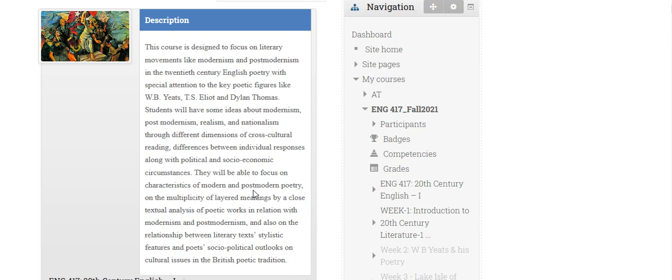You will also be able to focus on characteristics of modern and postmodern poetry, on the multiplicity of layered meanings by a close textual analysis of poetic works in relation with modernism and postmodernism, and also on the relationship between literary texts, stylistic features and poets' socio-political outlooks on cultural issues in the British and Irish poetic tradition. So let's know some famous names of modern poets.